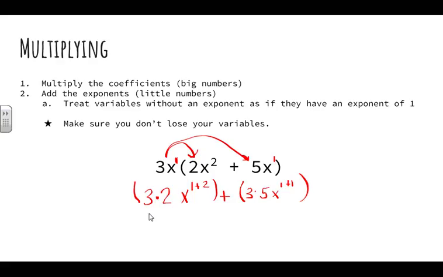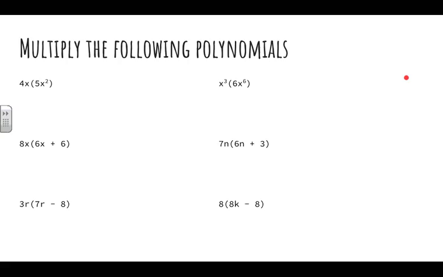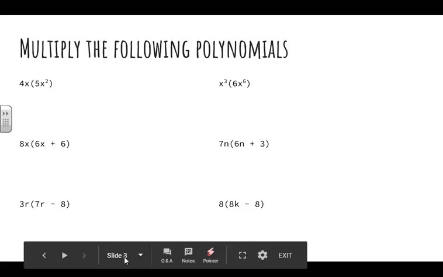So 3 times 2 is 6. 1 plus 2 is 3. 3 times 5 is 15. 1 plus 1 is 2. So that's what you get here: 6x cubed plus 15x squared. All right, we're just going to try these, and that's it.